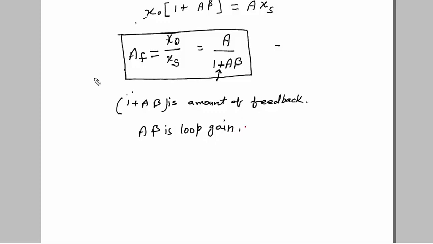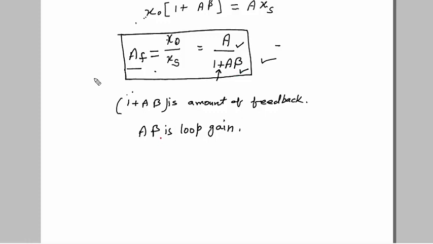Now if you see this equation carefully, what do we see? We see that the gain with feedback, that is AF, is less than the gain without feedback, that is A, by a factor 1 plus A beta. So by applying the negative feedback, gain is reduced, and this is the cost we are going to pay to get all the benefits we will see in the coming classes. Now I hope it is clear.